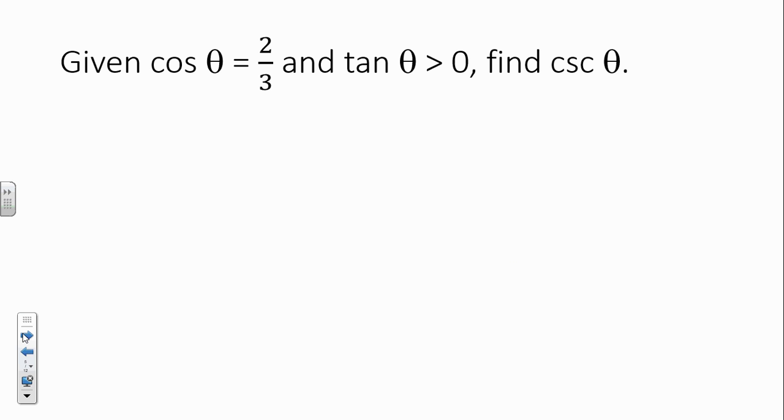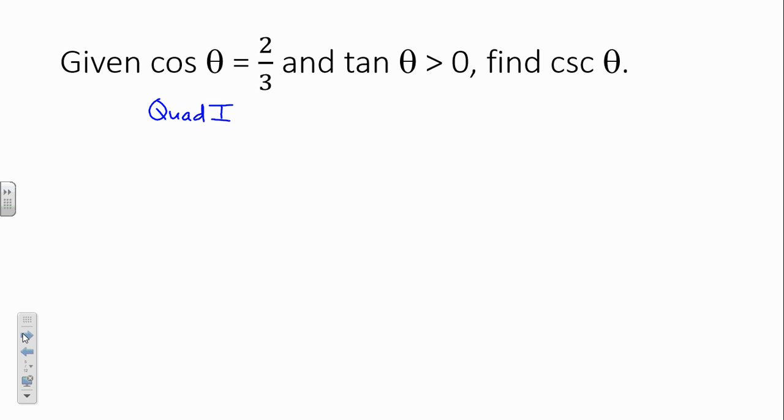All right, so if they tell us that cosine of theta is 2/3, and the tangent of theta is greater than 0, tangent of theta is positive. First of all, which quadrant do we have to be in? Upper right, first quadrant. Because both cosine and tangent are positive, that has to be first quadrant.